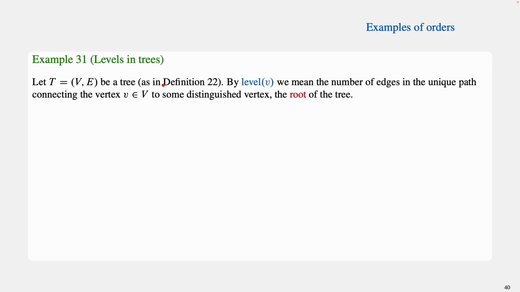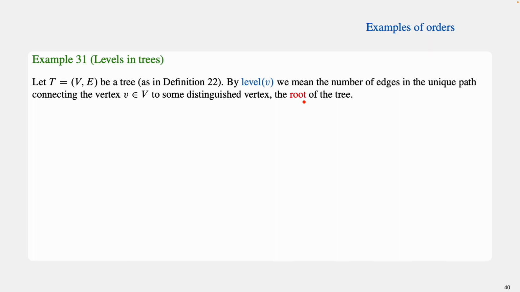Our next example, levels in trees. So recall we just learned about trees in the section on graphs. So let T be a tree with vertices V and edges E. And by the level of a vertex V, we mean the number of edges in the unique path connecting V to some distinguished vertex, which we call the root of the tree.